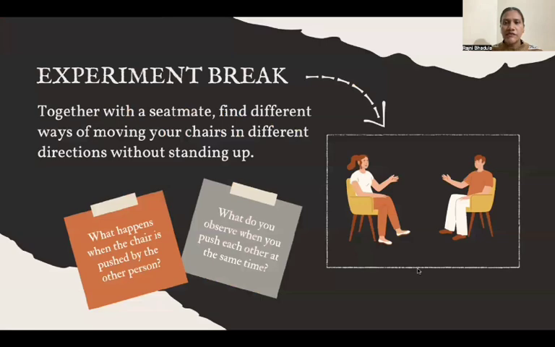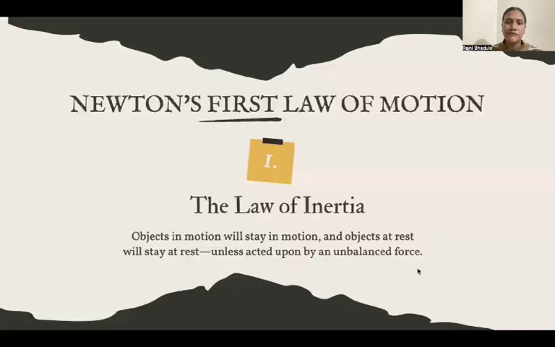So here's a quick activity for you all. Together with a seatmate or your friend, find different ways of moving your chair in different directions without standing up. And note the following observations. What happens when the chair is pushed by the other person? What do you observe when you push each other at the same time? Note down your observations and discuss the result with your friends.